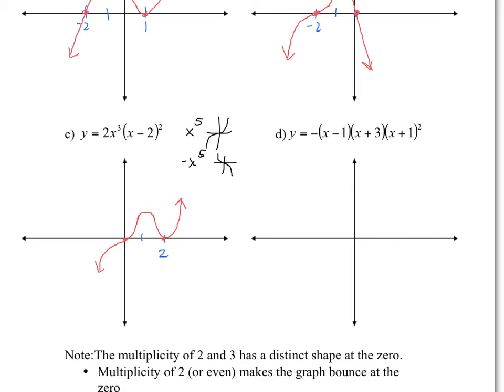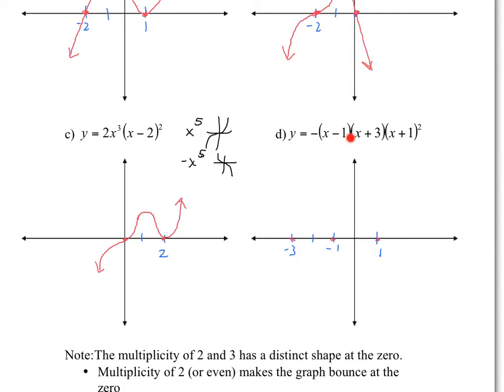Okay, last one. This is another quartic, so power 4, so 1, 2, 3, 4. And notice we have a negative here, so that means we're going to go to the bottom again. So we're going to start and finish over here. Our zeros will be x equals 1, x equals negative 3, and x equals negative 1. So those are the zeros going to be. So there, there, and there.